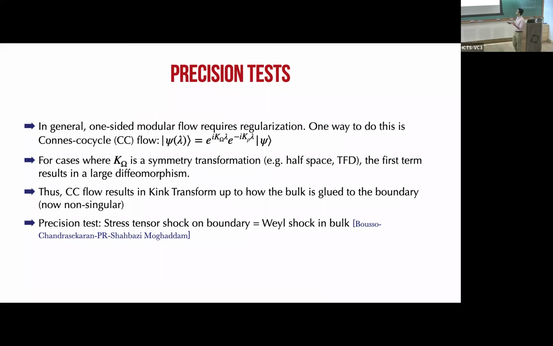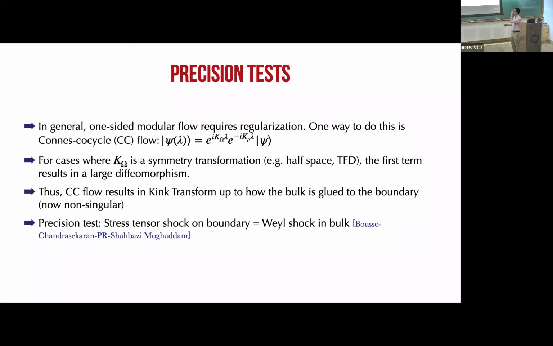So going back to what we were saying before, this is sort of a singular solution, right? This one-sided modular flow is a singular operation on the side of the boundary quantum field theory, but you can regularize it. One way to regularize it is what's called the Connes cocycle flow. So instead of considering the flow that was just the modular flow, let's say we take the state psi, get some density matrix, flow by e to the minus K lambda, but then we reverse flow by the vacuum modular Hamiltonian.